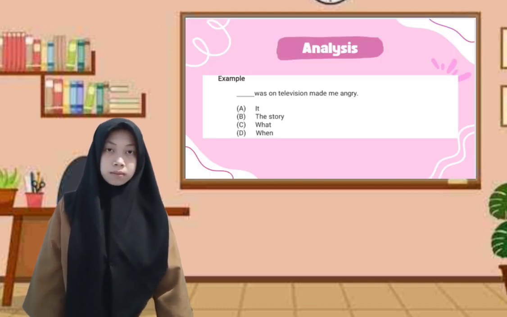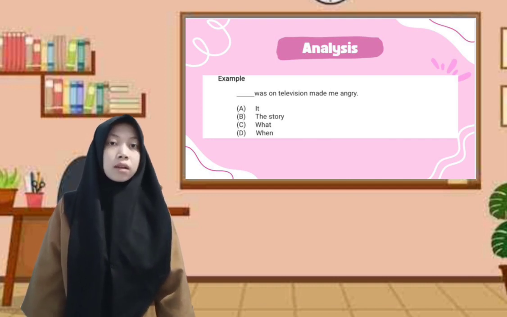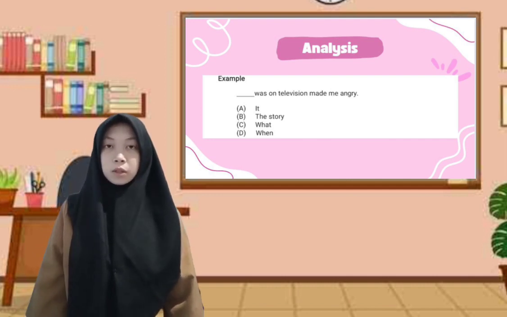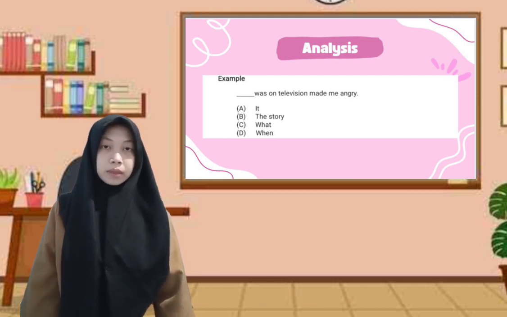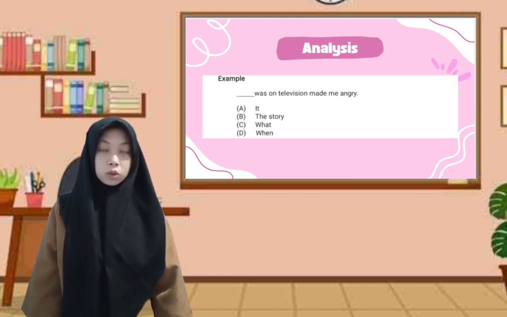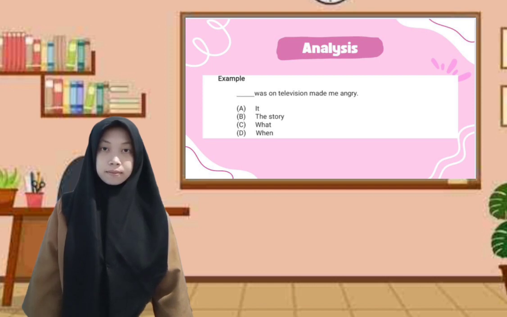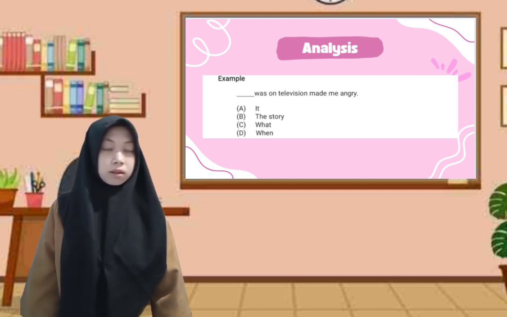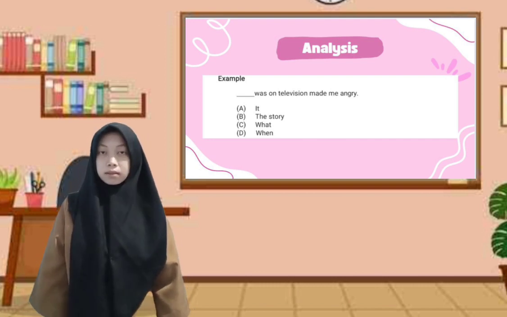Analysis example. Blank was on television made me angry. A. It. B. The story. C. What. D. When. In this example, you should notice immediately that there are two verbs, was and made, and each of the two verbs needs a subject.